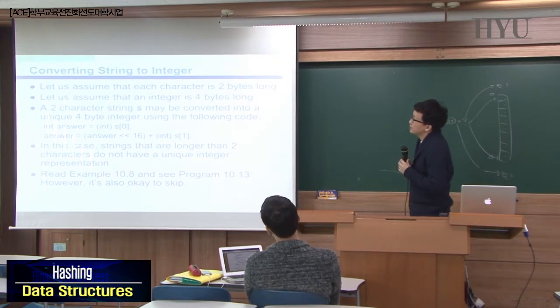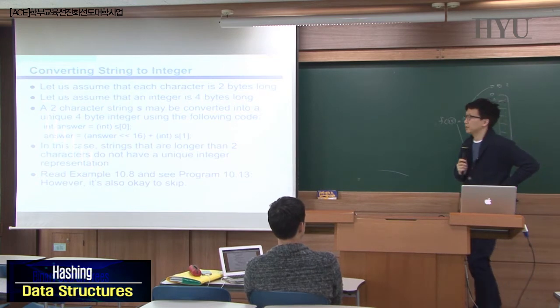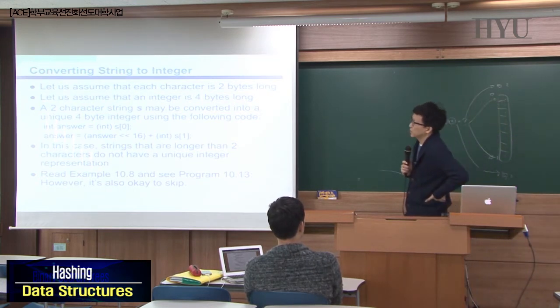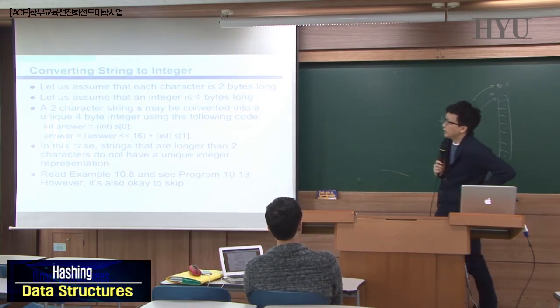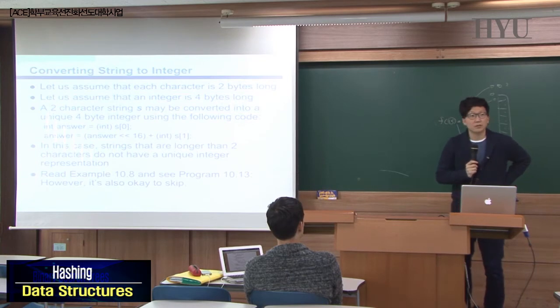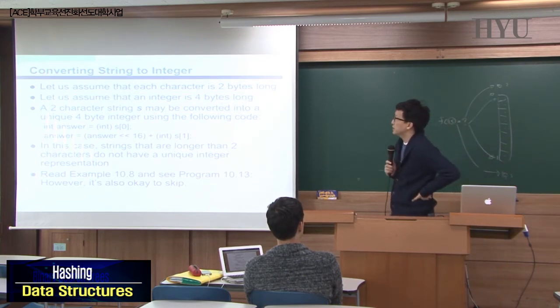So let's assume that each character is 2 bytes long. Let us assume that an integer is 4 bytes long. A 2-character string s may be converted into a unique 4-byte integer using the following code.